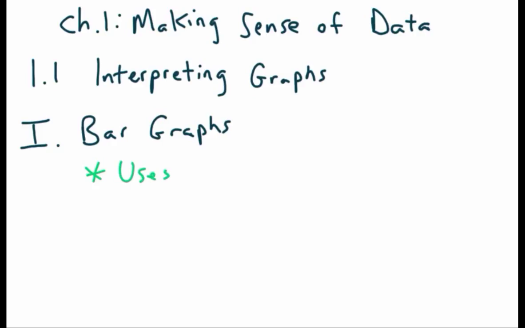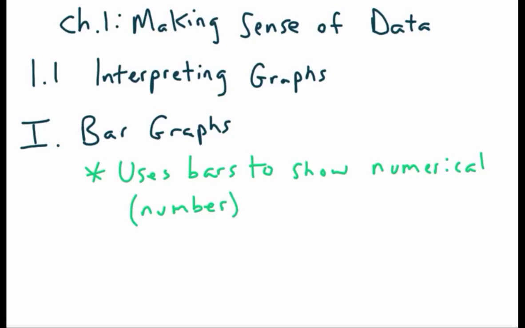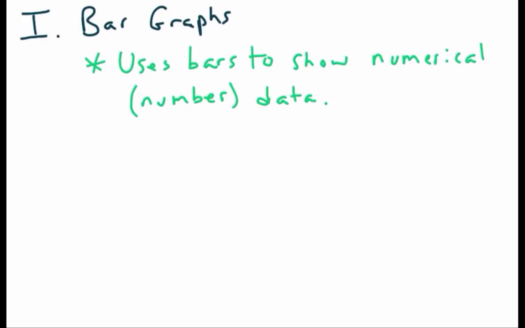You really could skip writing these if you wanted to, but numerical, or by that we mean number data. So basically we're having bars that are going to somehow represent numbers of things. And if you have a larger number, the bar should be longer, shorter? Yep, longer. So a longer bar equals a larger number.